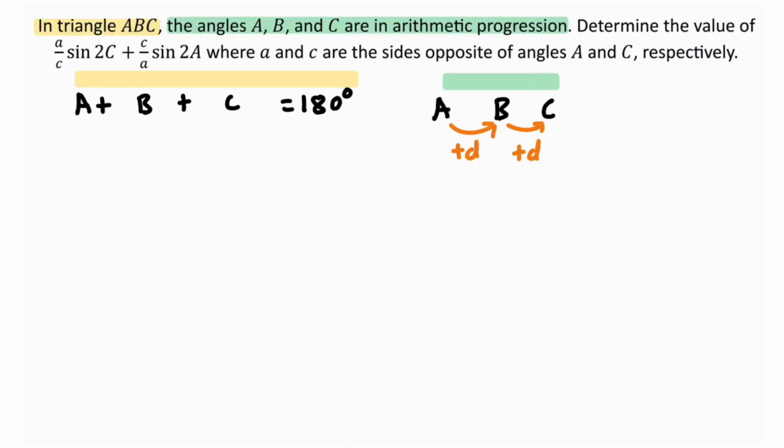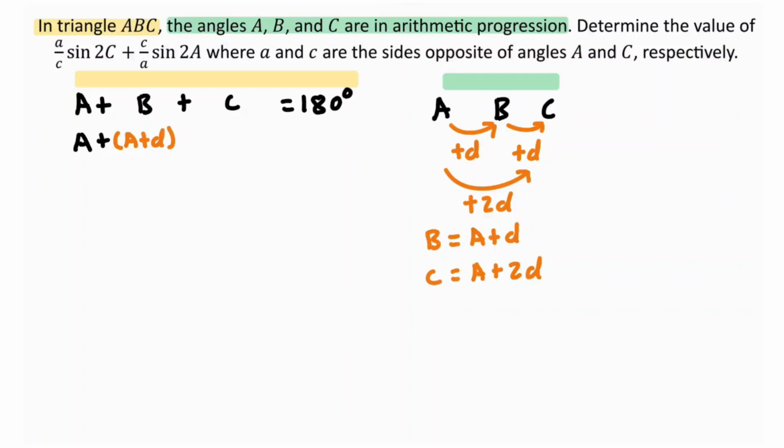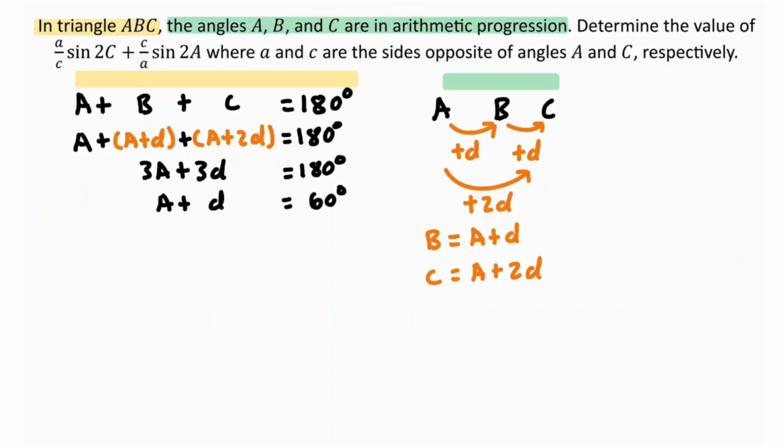So A plus d equals B, and B plus d is equal to C. Likewise, we can also look at A plus 2d will give us C. So we'll substitute this into what we had before of A plus B plus C equals 180 degrees. And we'll get A plus B, which is A plus d, plus C, which is A plus 2d, and that's equal to 180 degrees. Let's combine like terms, and we get 3A plus 3d is equal to 180 degrees. Divide both sides by 3, and we get A plus d is equal to 60. And since A plus d was actually B, that means we have angle B to be 60 degrees.